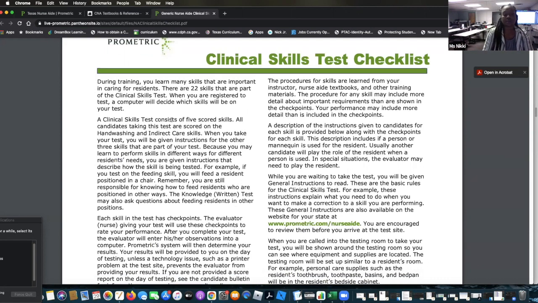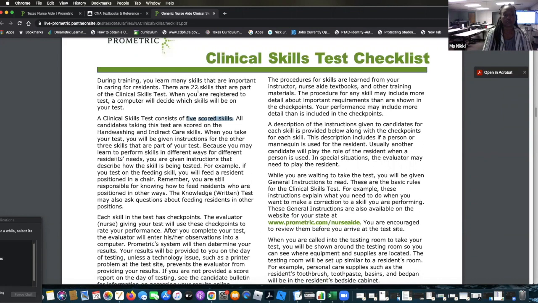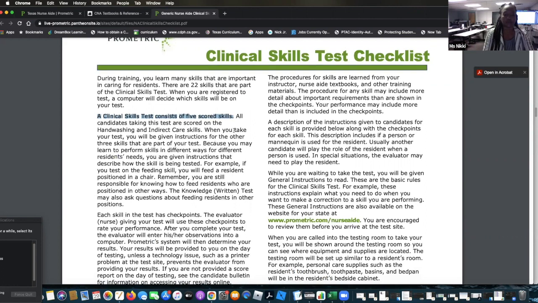A clinical skills test consists of 5 scored skills. You guys remember that because that's going to be a test question for you. So far, 22 skills, and then the clinical side. Now, clinical means hands-on. Okay, that's your practical.